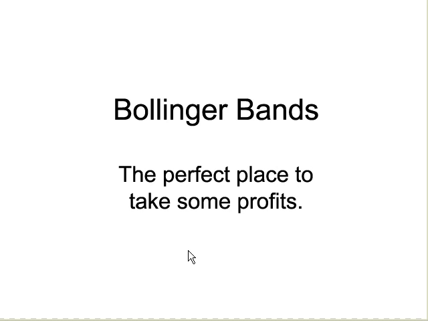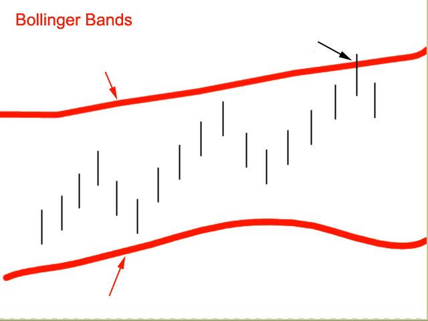Next, we're going to take a look at Bollinger Bands, and I'll show you why they're the perfect place to take some profits. Bollinger Bands were designed to keep prices within the bands the great majority of time. So when prices hit the bands, they tend to bounce back much like a pinball machine. So that means when a Bollinger Band is hit, it's an ideal place to take some profits, because it usually means prices will return back within the bands. We recommend banking half of your profits once a Bollinger Band is hit.